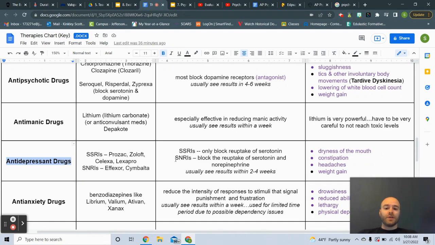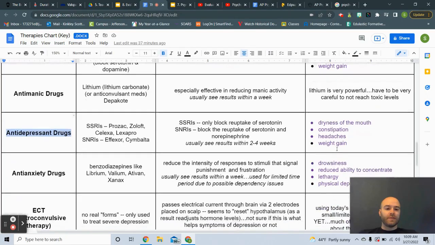Then you have serotonin and norepinephrine reuptake inhibitors or SNRIs. The difference is just based on the type and severity of depression that you experience. So some popular antidepressants: Cymbalta, Prozac, Zoloft, Celexa, Lexapro, things you may have heard of. Okay. Some classic side effects: dry mouth, constipation, headaches, weight gain, very similar to other side effects of different drugs as well.